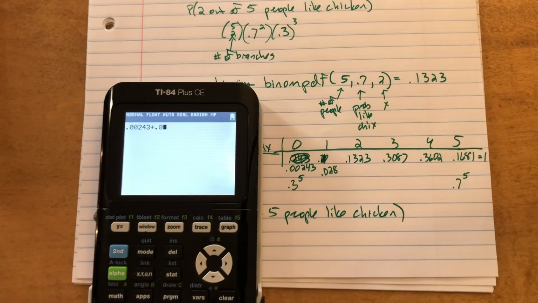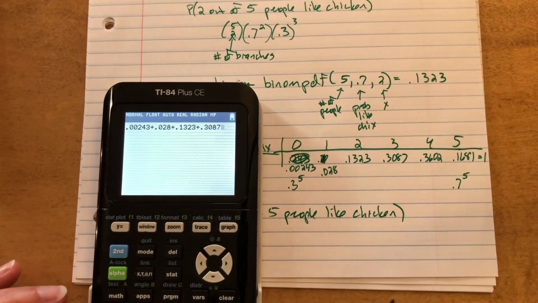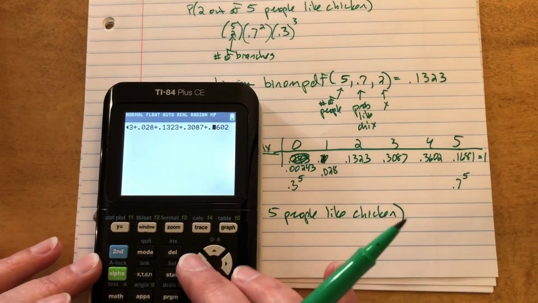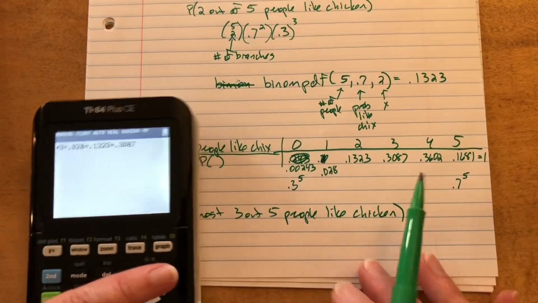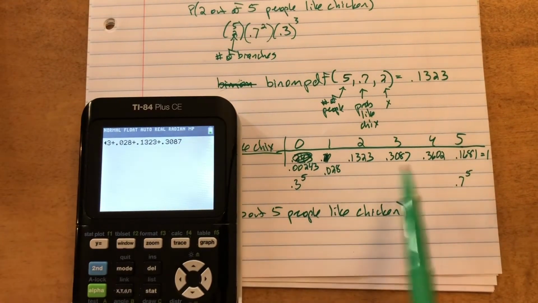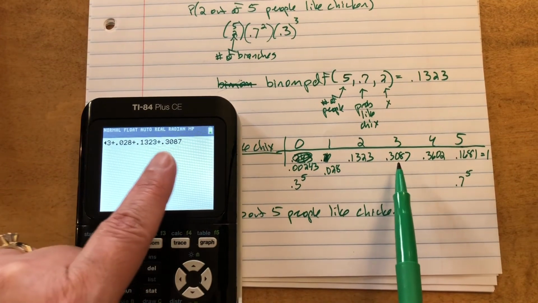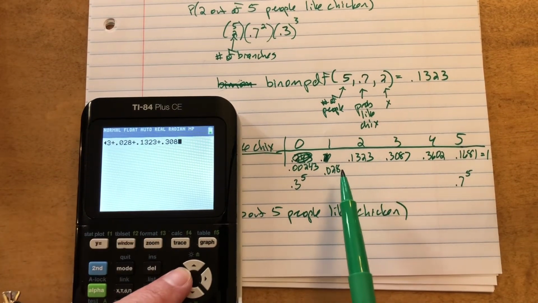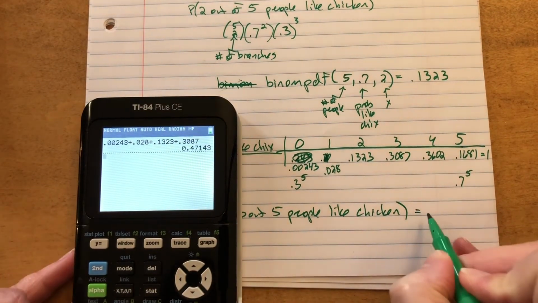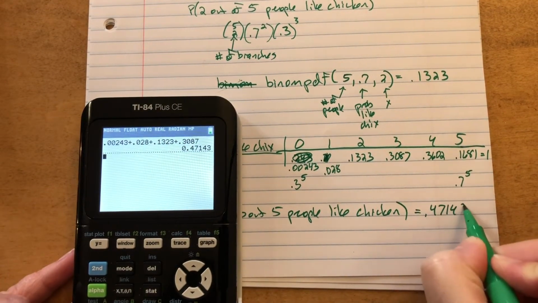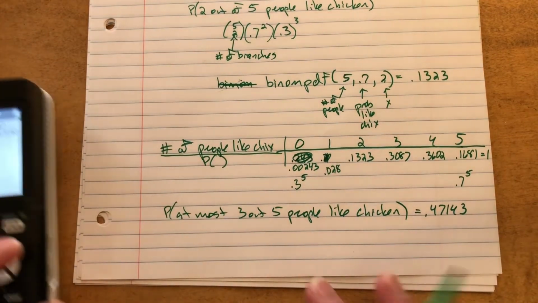0.00243. Oh, I don't want that one. That's 4. So this is the probability that at most 3 out of 5 people like chicken. So it could be 3 people liking chicken, 2 people liking chicken, 1 person liking chicken, or none, because that's at most 3. Okay, so I would get 0.47143. Not too bad when I have a table.